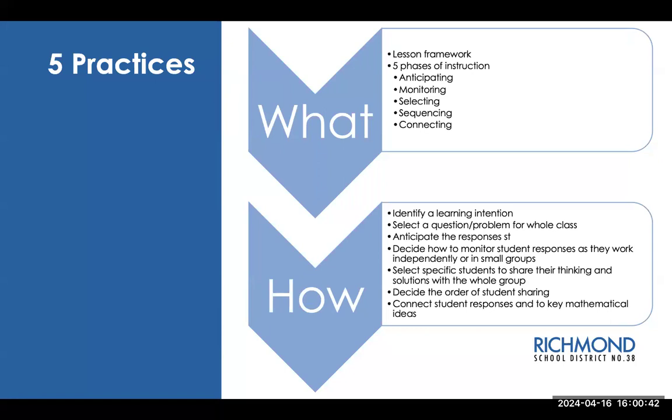As students are working independently or in groups, we are circulating to think about who we're going to call upon to share with the larger group. This is because we've got in mind the particular processes and strategies that we think are effective, that we want them to share with the larger group. Then we have to think about in which order the sharing is going to happen, and at the end, try to make some connections between student responses and key mathematical ideas.